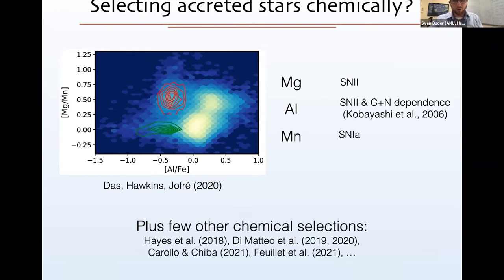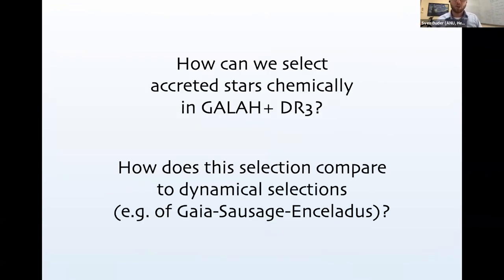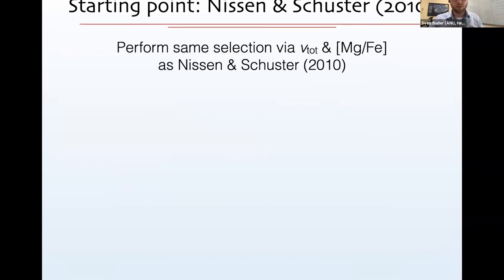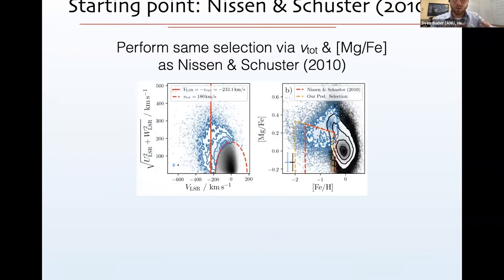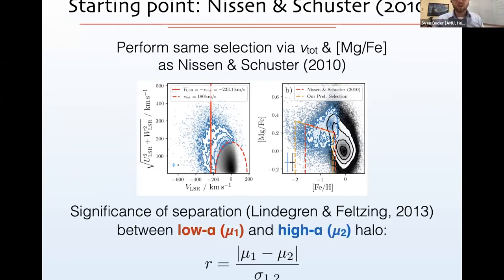And there's also other work that I want to mention here. Looking at GALAH DR3, how can we select stars chemically in GALAH DR3? And how does this chemical selection compare to the dynamical selections, for example, of the Gaia-Sausage-Enceladus? So for my work that I'm presenting, I'm starting again from the Nissen and Schuster analysis. So I've basically, in the Toomre diagram, identified stars with high total velocities, and then did a cut to identify the low alpha halo stars.